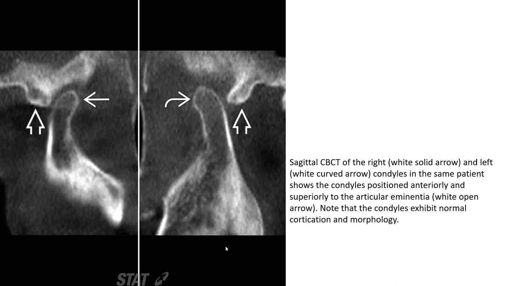Sagittal cone beam CT of the right (white arrow) and left (white curved arrow) condyle in the same patient. The condyle is positioned anteriorly and superiorly to the articular eminence (white open arrow). Note that the condyle exhibits normal cortical bone and morphology.